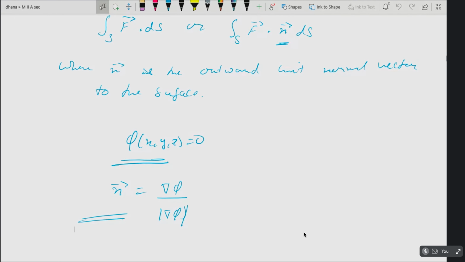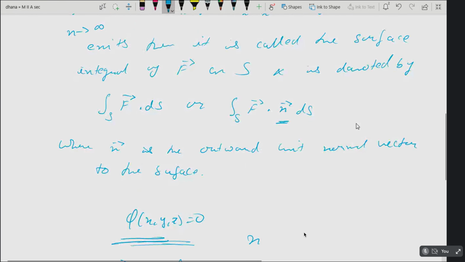You have already learned these things in the 4th unit. If a surface is given to you, you can always find the unit normal vector. Normal vector will be just the gradient of phi. Unit normal vector will be gradient of phi divided by modulus of gradient of phi. Okay, so that is your n bar here. In the surface integral, we will require this n bar. N bar here is the outward unit normal vector to the surface. So even if it is not given, you should be able to find this n bar value.